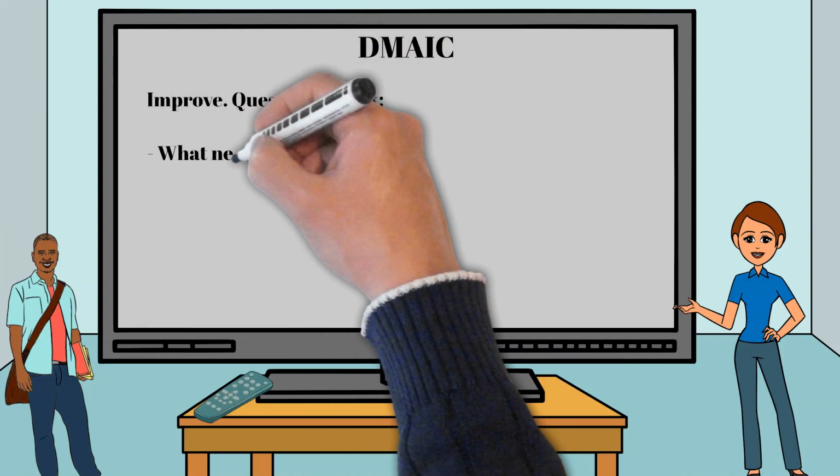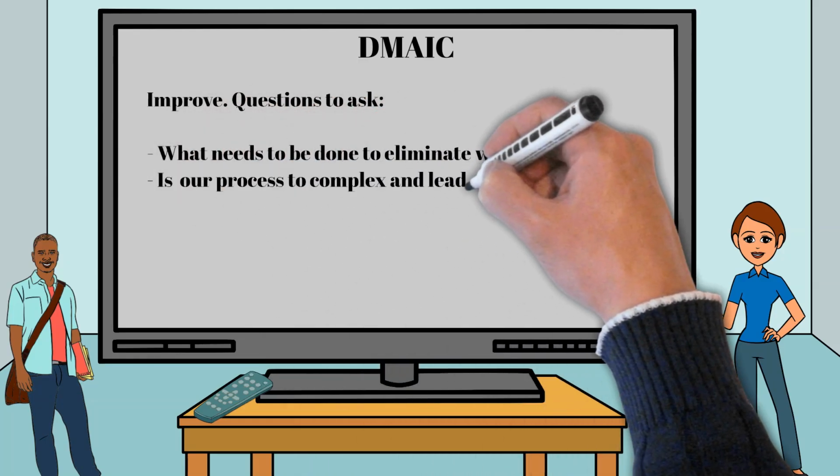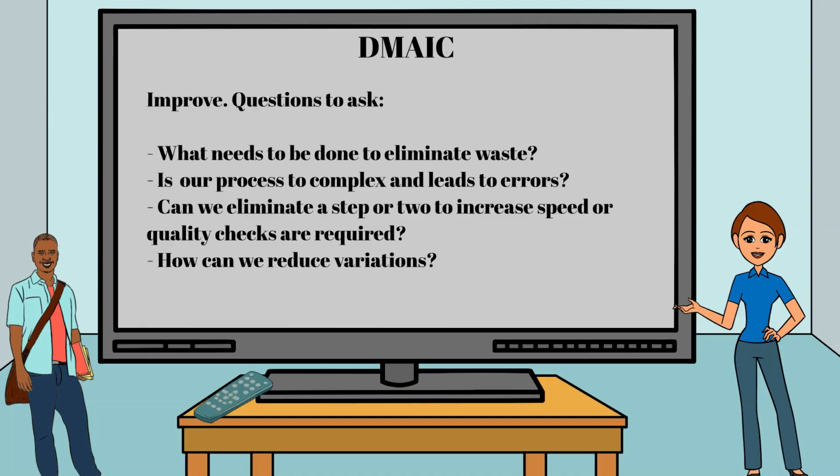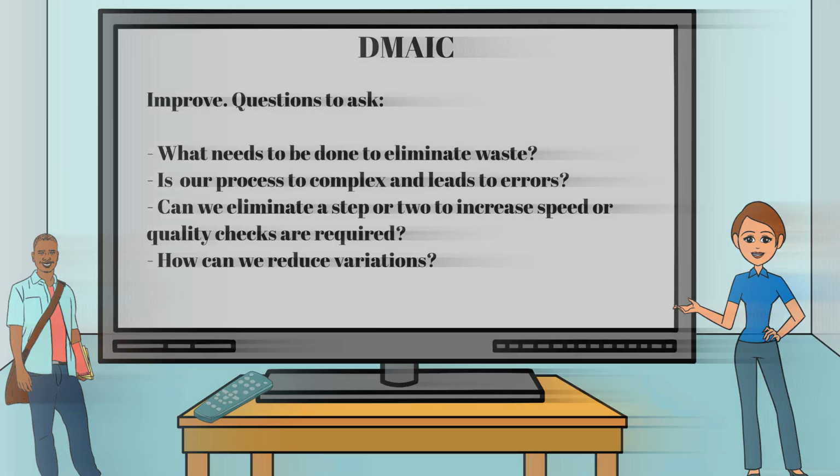In the improve phase, you should ask yourself the following questions. What needs to be done to eliminate the waste? Is our process too complex and leads to lots of errors? Can we eliminate a step or two to increase speed, or are quality checks required? How can we reduce variation?